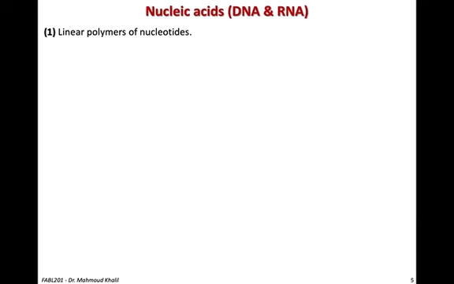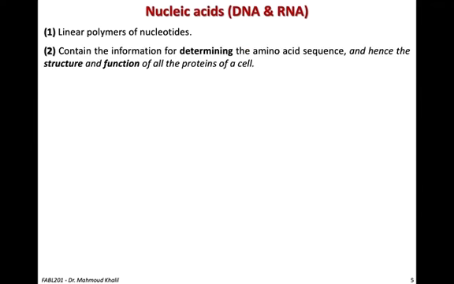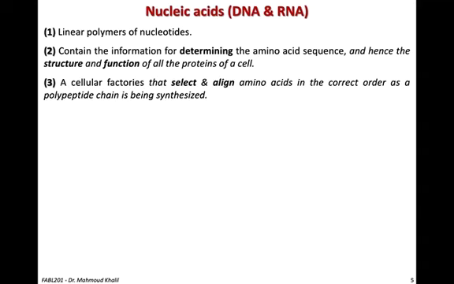So let's start with the nucleic acids, either DNA or RNA. They are linear polymers of nucleotides, and they contain the information for determining the amino acid sequence, and so the structure and function of all proteins of a cell. Actually, they are cellular factories that select and align amino acids in the correct order as the polypeptide chain is being formed. So they have all the information needed to select and align amino acids for a protein.